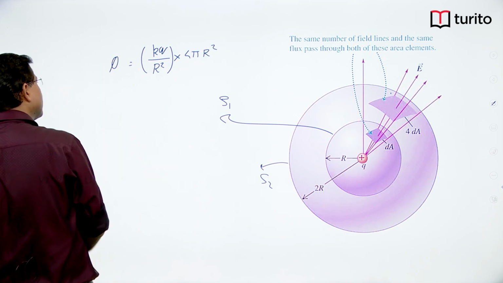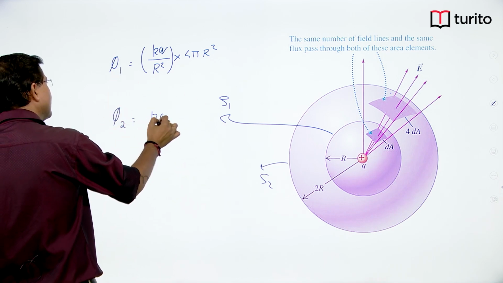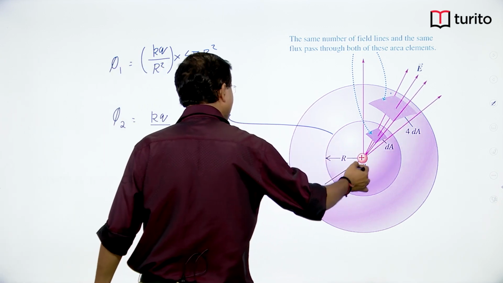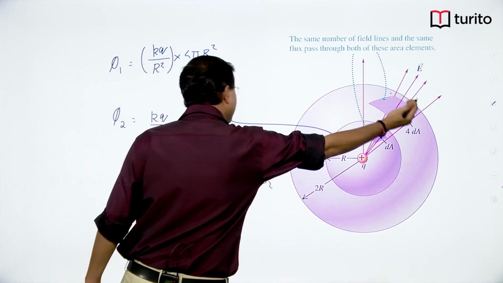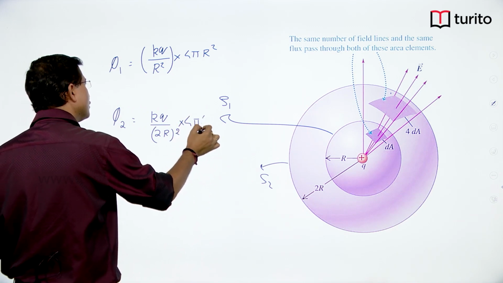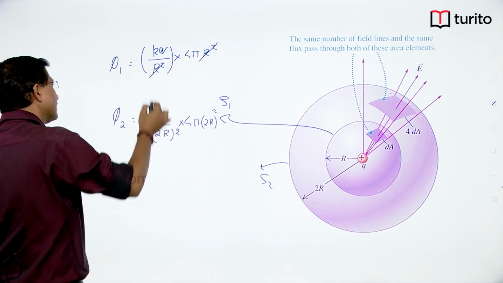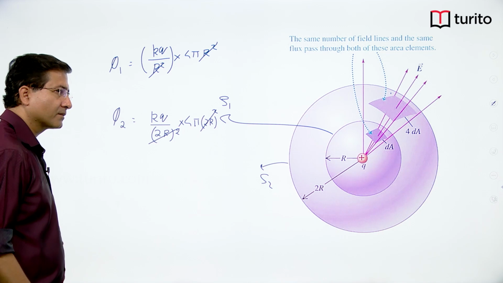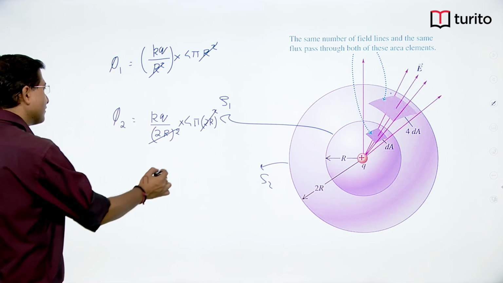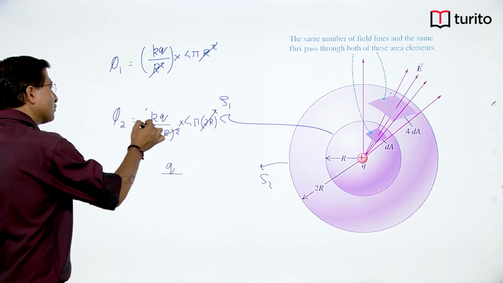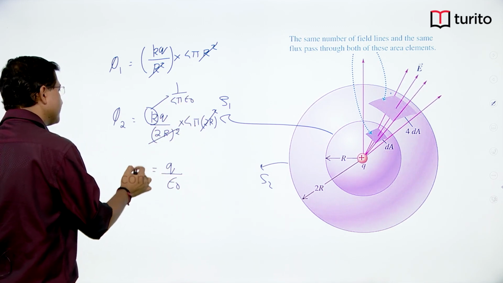This is the flux associated with surface 1, and similarly the flux associated with surface 2 is KQ divided by the radius of this one, which is 2R, and the area of this one will be 4 pi 2R whole square. As this term gets cancelled out, irrespective of the radius of the sphere you have selected, through all the spheres the flux associated will be the same. And if you substitute K as 1 upon 4 pi epsilon naught, this 4 pi and 4 pi will get cancelled out.